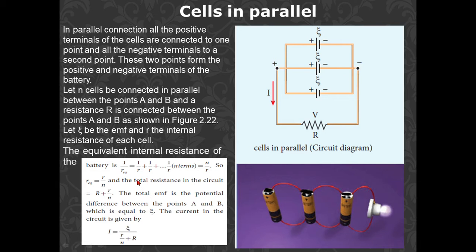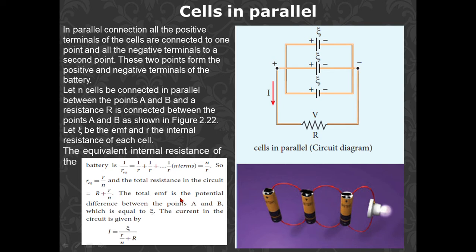1 by r_eq is equal to 1 by r plus 1 by r plus up to 1 by r, nth term. So now the total equivalent internal resistance can be written as n by r in parallel. Rearranging this equation, the equivalent resistance is equal to r by small n, and the total resistance in the circuit can be written as capital R, that means external resistance, plus small r divided by small n.